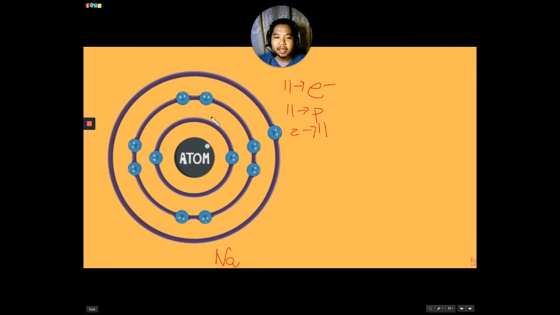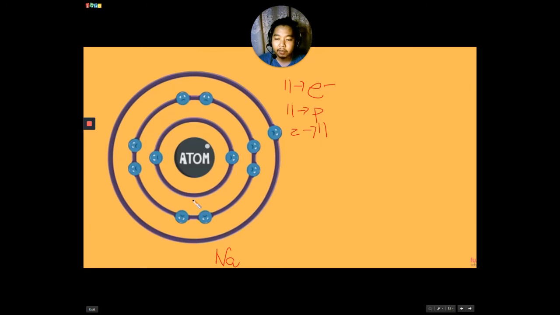This is your element. Now, in an element, as I've mentioned, we have the valence electron. This is your outermost electron, or your electron in the outermost shell. So don't be confused, because we have three kinds of electrons. The inner electron, or the core electron. Ito na yun, including the first and second one. So this is your inner electron.